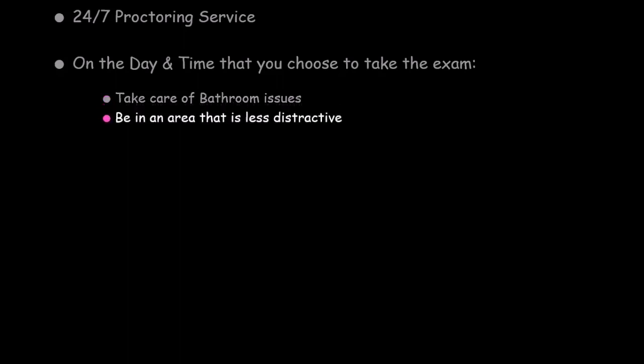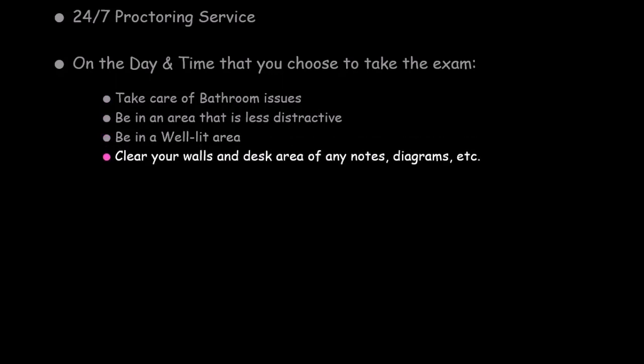Okay. Be in an area that is less distracted. That's all on you. If you know there's a dog barking, you might want to take it downstairs in the cellar. You might want to take it in another place, the school, at the library. It's quiet, something like that. Okay. Make sure you're in a well-lit area. All right. If there's a window in the room, it's better to have the window in front of you than to have it behind you. All right. Just be mindful of this stuff.